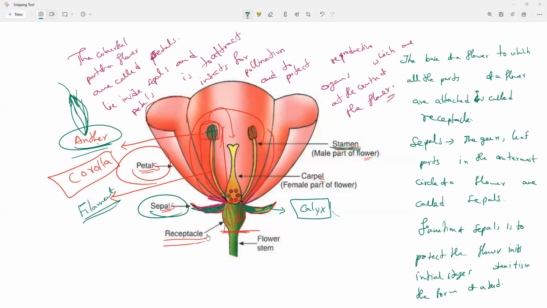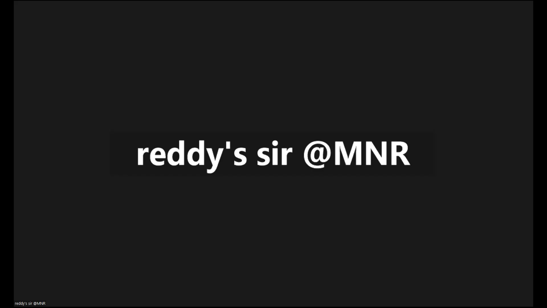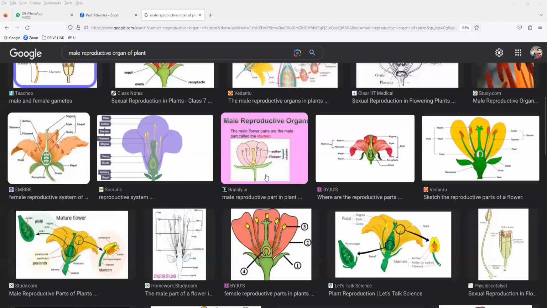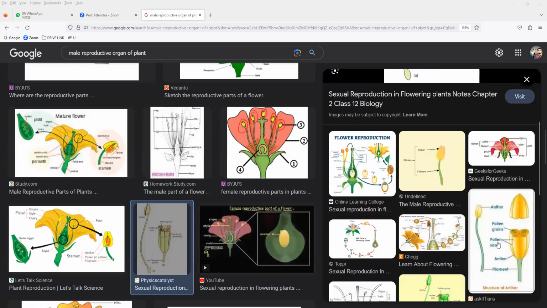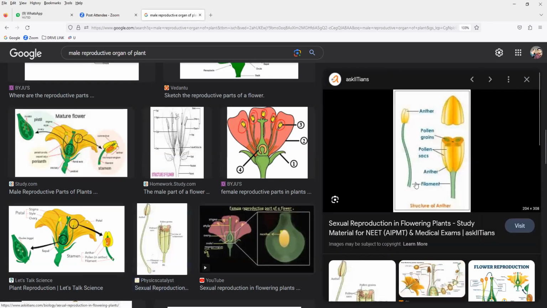Okay, so let us see. I'll show you, and you have to draw the structure also, so make sure you're able to see that. This is what we used to call male reproductive cells. If you notice here, the middle one alone we used to call the female reproductive part, and all the surroundings are male reproductive cells. This is what we used to call stamens. They have 2 parts: one is anther, another one is filament.